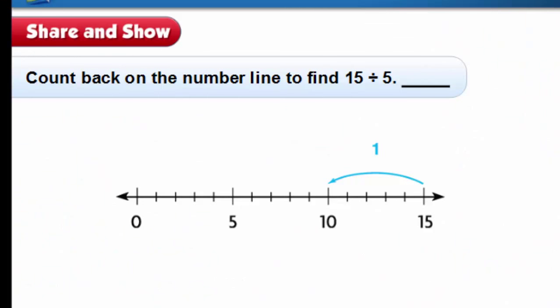All right, now this is your chance to show me what you have learned. You're going to use this number line to count back and find 15 divided by 5. So you're going to start at 15 and you can just use your finger, jump back 5 until you get to 0, and then tell me what is the quotient for 15 divided by 5. Go. Good job. I heard you jump from 15 to 10, 10 to 5, 5 to 0. That means 3 is your answer.